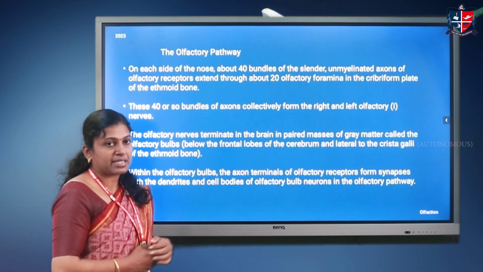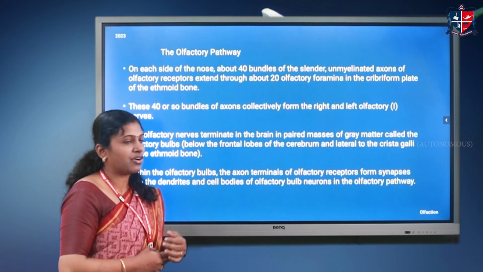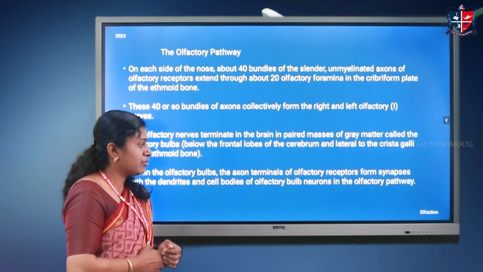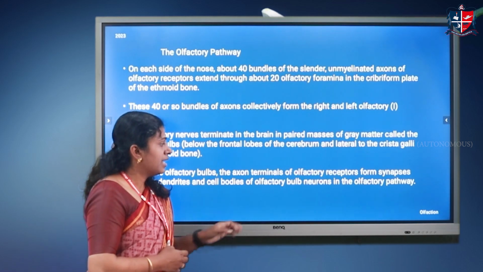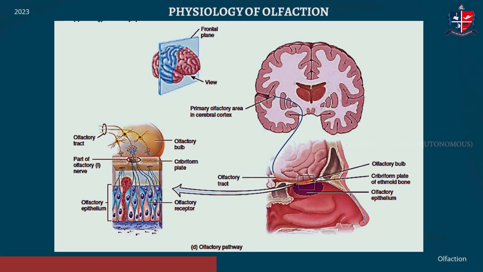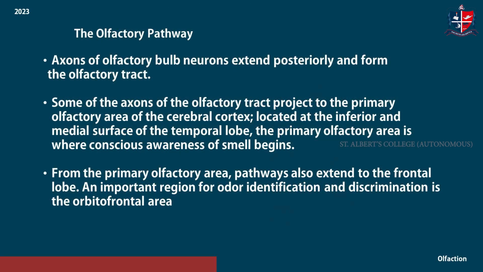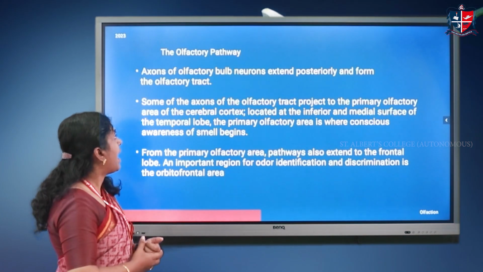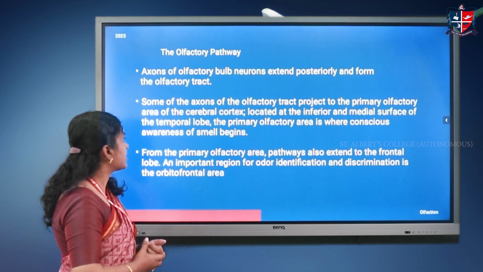Within the olfactory bulbs, the axon terminals of the olfactory receptors form synapses with the dendrites and cell bodies of the olfactory bulb neurons in the olfactory pathway. This is the diagram showing the olfactory pathway. The axons of these olfactory bulb neurons extend posteriorly and form the olfactory tract.